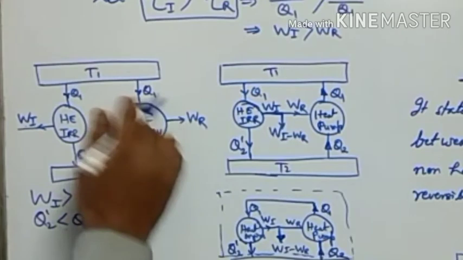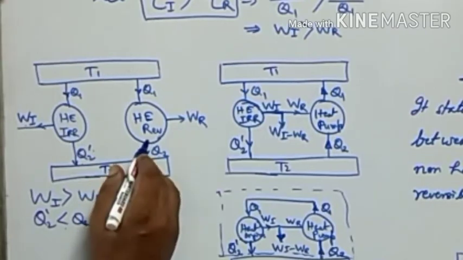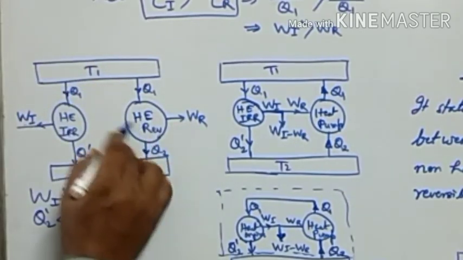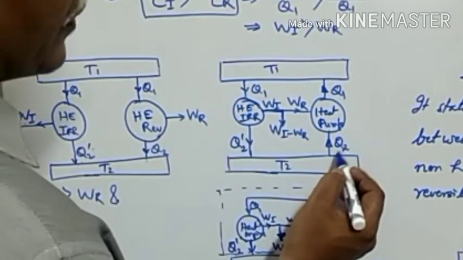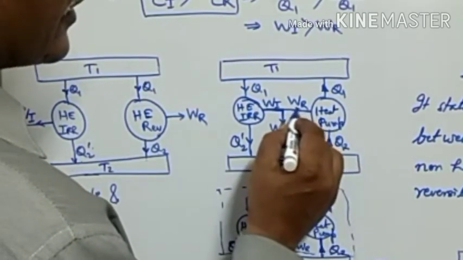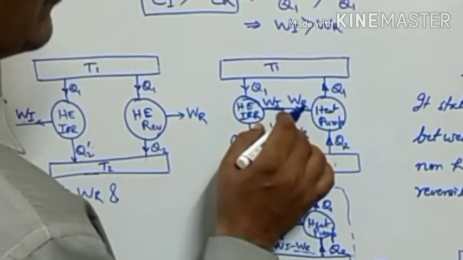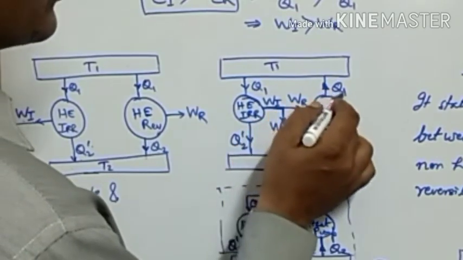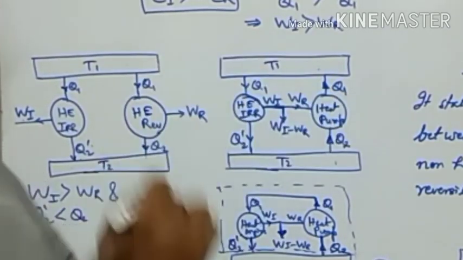To operate in the reverse direction, instead of getting work, we have to supply work. Instead of rejecting heat Q2, we will take the heat Q2 and supply it to a higher temperature as Q1. So it becomes a heat pump. When the heat engine is operating in the reverse direction, it becomes a heat pump. It is taking Q2 amount of heat from the lower temperature reservoir and consuming the Wr work, which was its work output earlier. Then it is rejecting the total heat Q2 plus Wr as Q1 to the higher temperature source, that is, the reservoir at temperature T1.